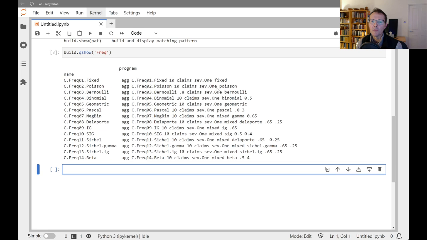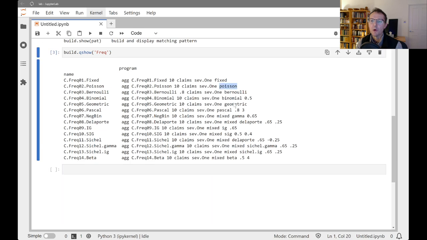We've got Poisson, we've already seen that. So Poisson distribution, 10 claims. We've got a Bernoulli. With the Bernoulli, you set the p-value as the parameter, so the number of claims has to be a fraction between 0 and 1. We have the binomial distribution. With the binomial, you set the number of claims as usual in the exposure clause, and then you set the p-value as an extra parameter that comes at the end.